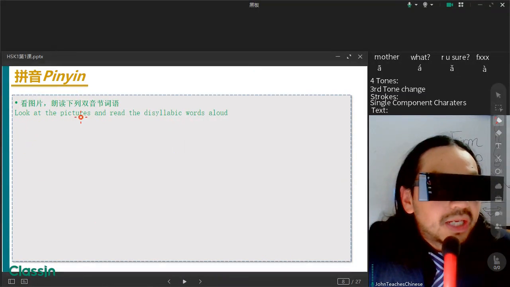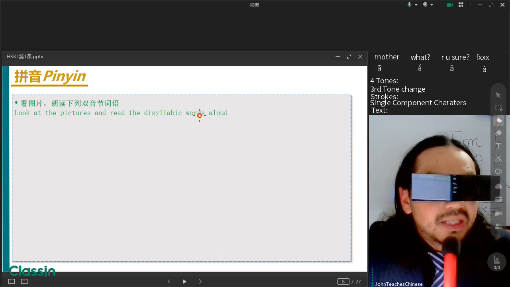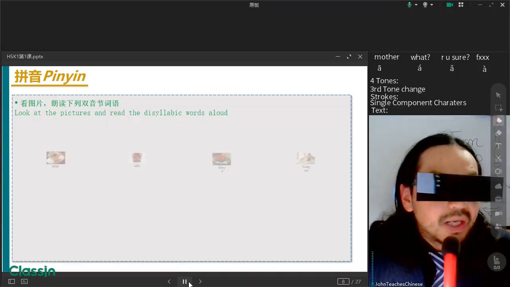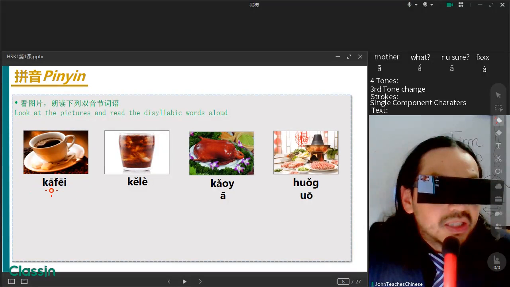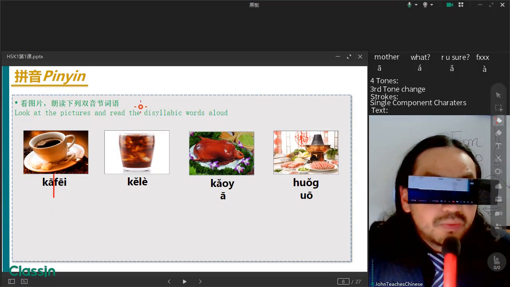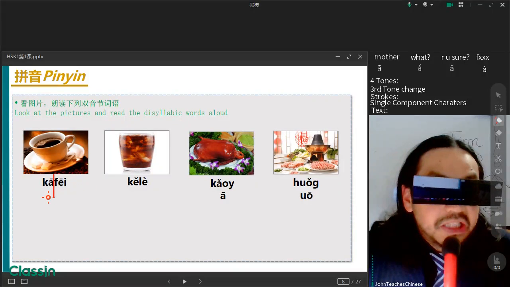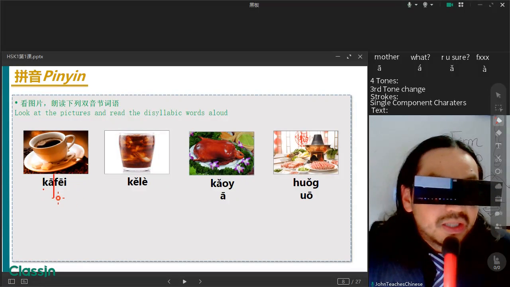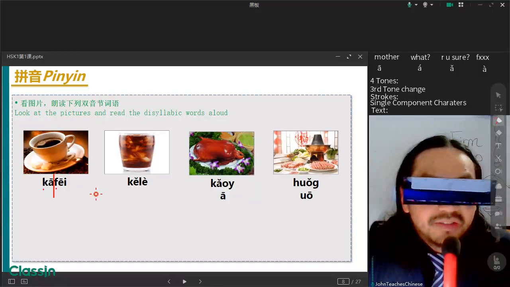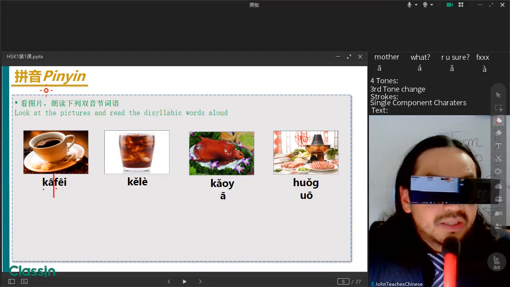Next one. Look at the pictures and read the dissyllabic words aloud, which means having double syllables. It would be funny, okay? Ka, ka, ka. Find there are 2 syllables, which means there are 2 sets of initials and finals. The first one, find the initials k and f, right? Ka, fei. Okay, what's the meaning of it? Yeah, cafe or coffee.